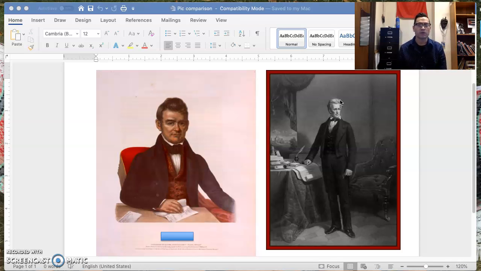Then we look at the picture on the right. We do the same thing. What do you notice?